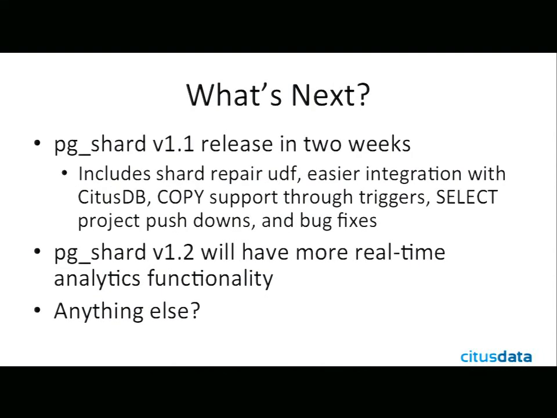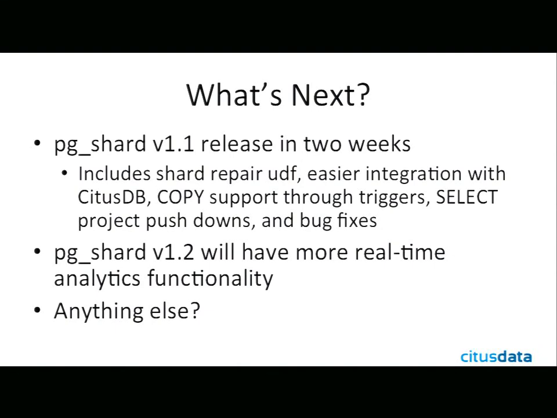PG shard 1.0 is out there. PG shard 1.1 is coming up in 2 weeks. We have PG shard on GitHub, so you can look at what's been checked in from 1.0 to 1.1. Some of the features that have been checked in are the shard repair UDF, seamless integration with CitusDB, copy support, select optimizations (previously we didn't push down the projections, now we do), and bug fixes. Thanks to Josh for reporting some of those bugs.